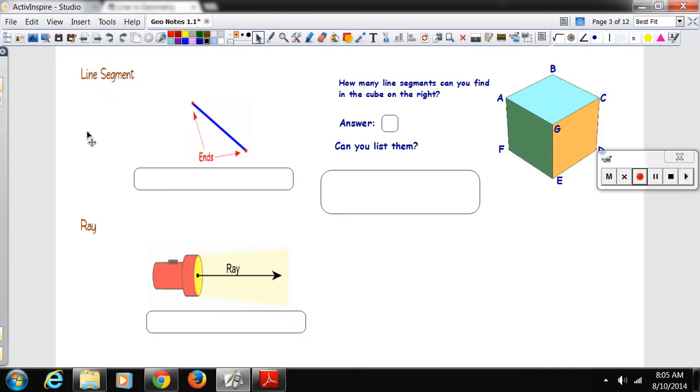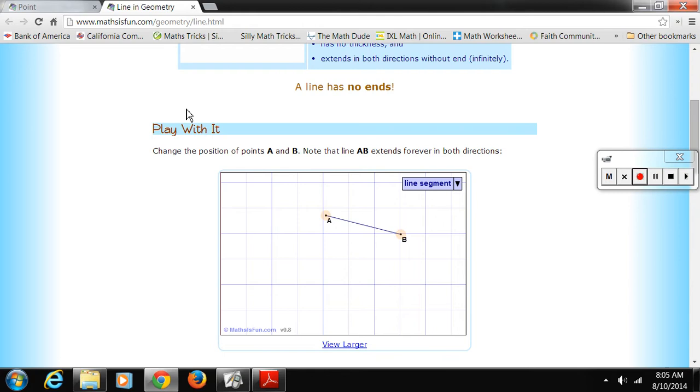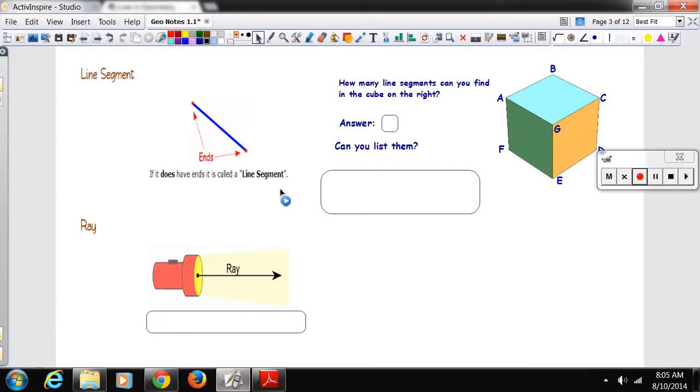A line segment does have endpoints. It does have ends, and it's called a line segment. So if it does have ends, like this end here and this end here, it's called a line segment. Go back to the website and click down here to a line segment, and you can see that now A and B are the 2 endpoints. You could put them anywhere you want to, and you'll always have a line that connects A and B. You can make them super close together, you can make them super far apart, and you'll still have a line that connects the 2 of them. That's a line segment, because it has endpoints.